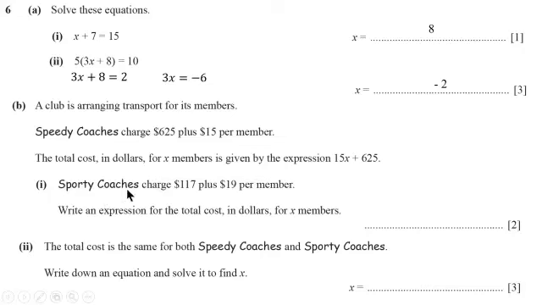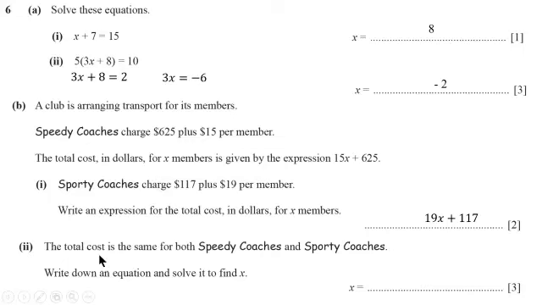Now, Sporty coaches charge $117 plus $19 per member. We just told you how to get the previous expression, and now we ask you to write an expression for the total cost in dollars for x members here. It's very easy. By the same scenario, we can write 19x plus 117. This is the answer.